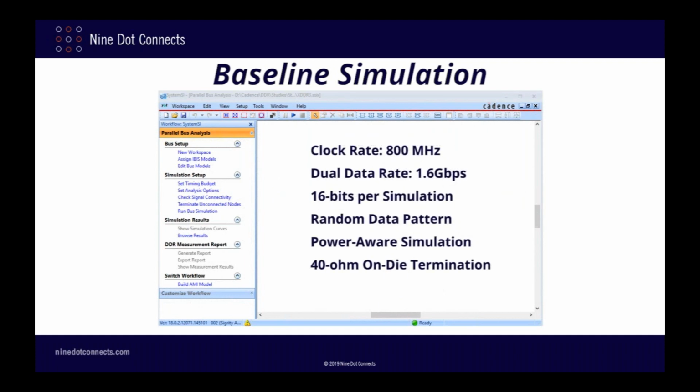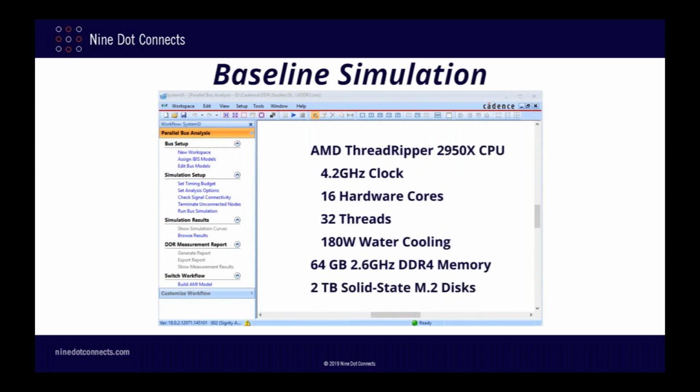We have a clock rate of 800 megahertz, which gives us a total data rate of 1.6 gigahertz. I'll be using a random data pattern with 16 writes per simulation. As I discussed, we have a real power model, and I'll be using 40 ohm on-die termination for the DDR chips. As a fun fact, it takes about 10 minutes to generate the PCB S parameters in Power SI, and another 10 to 15 minutes to run the DDR3 functional simulation in System SI. In order to do this, I'm using a fairly high-end system, and here are some of the specifications.